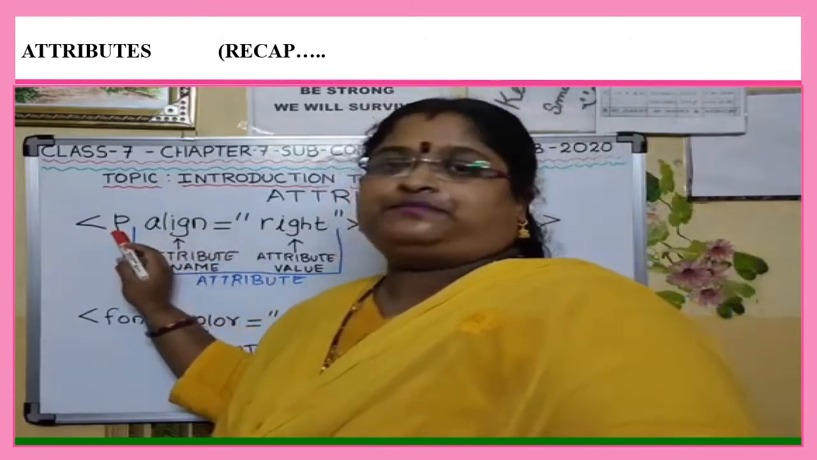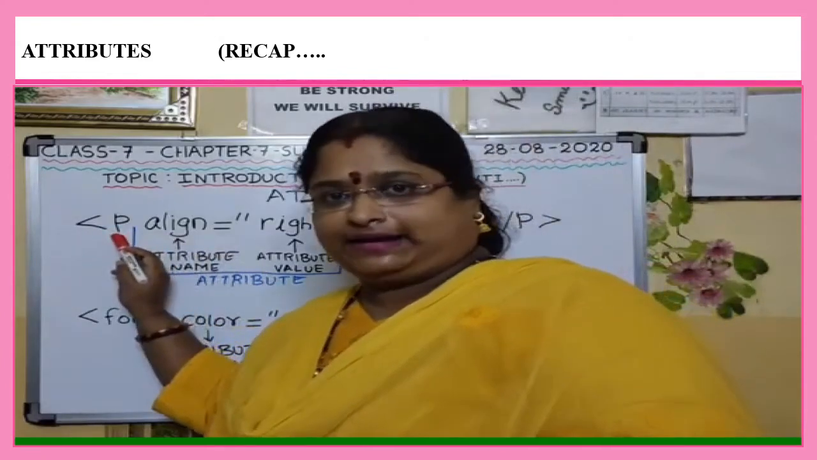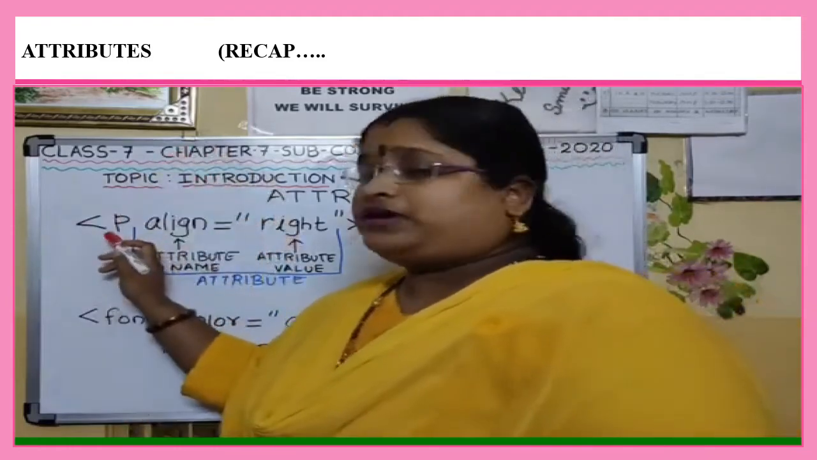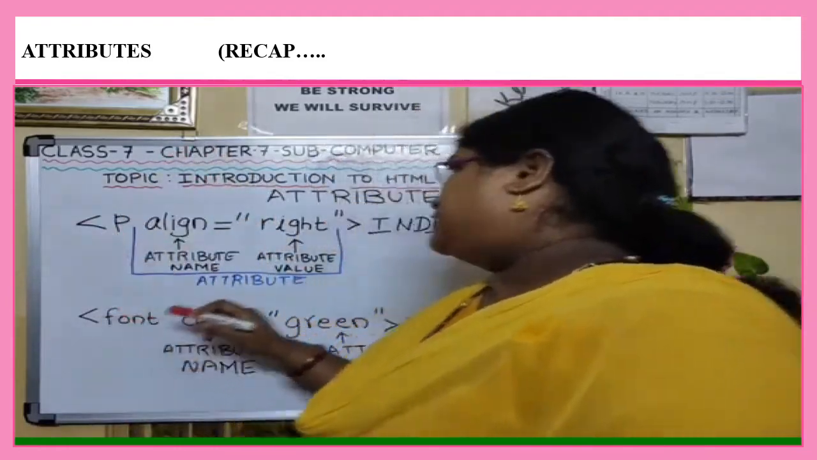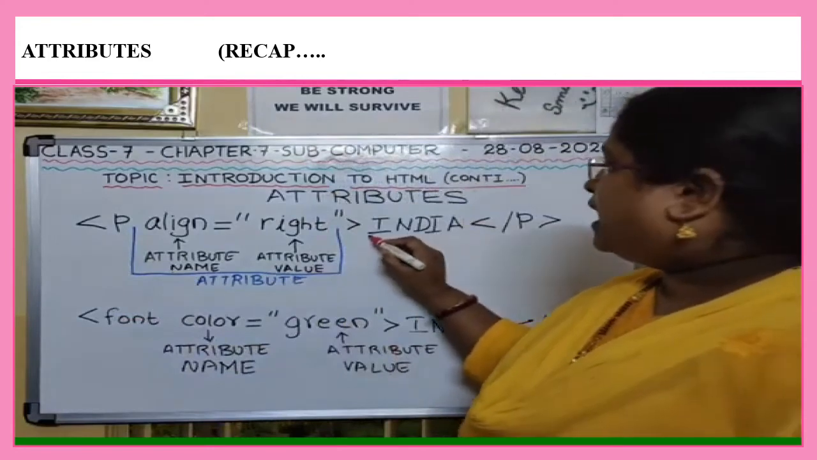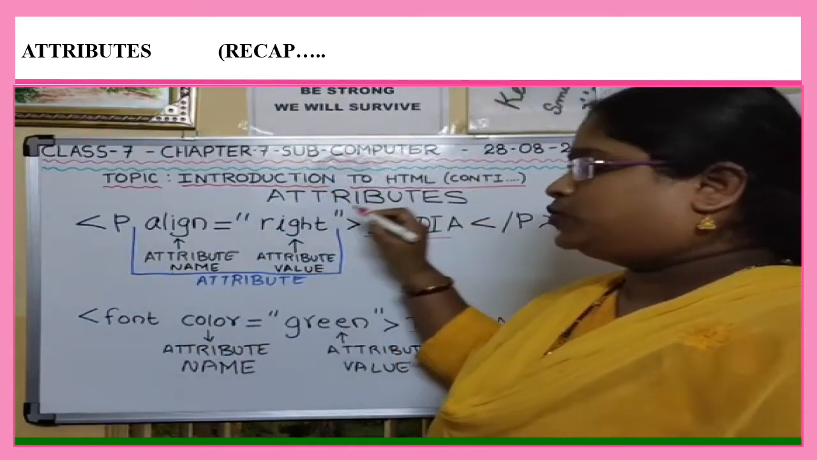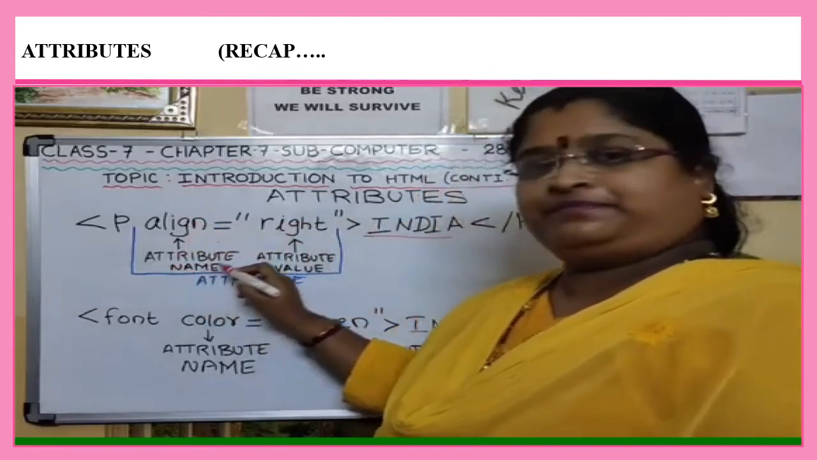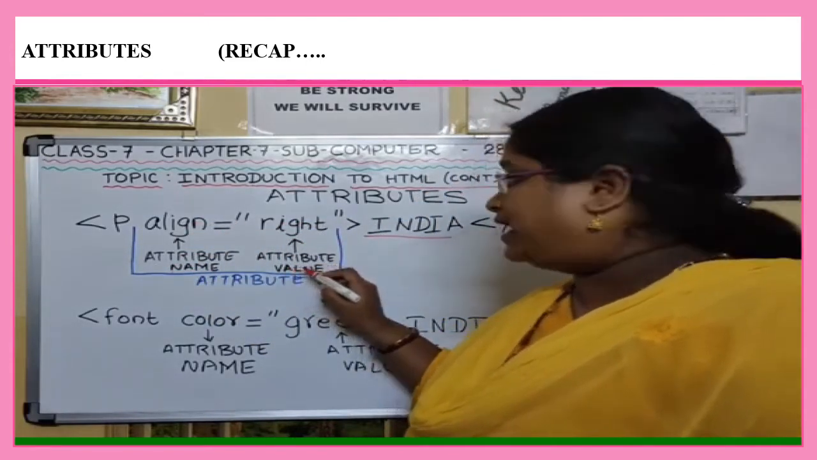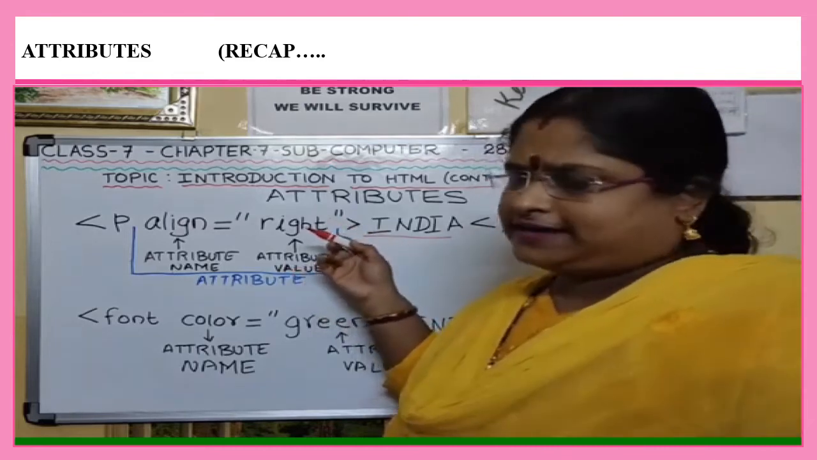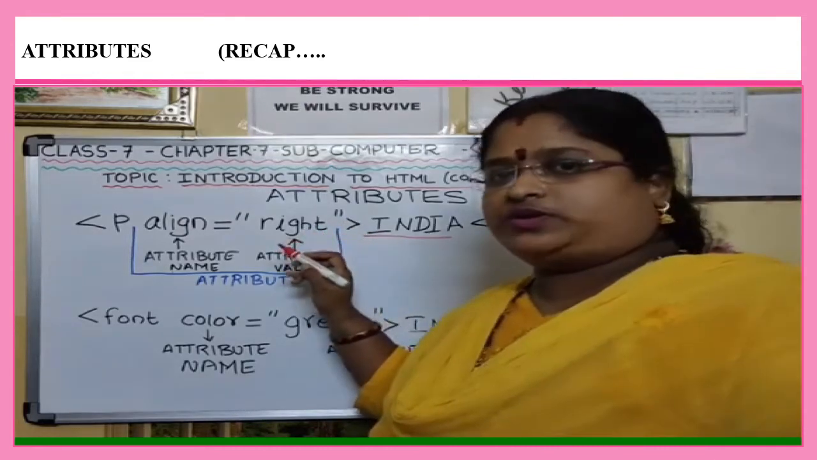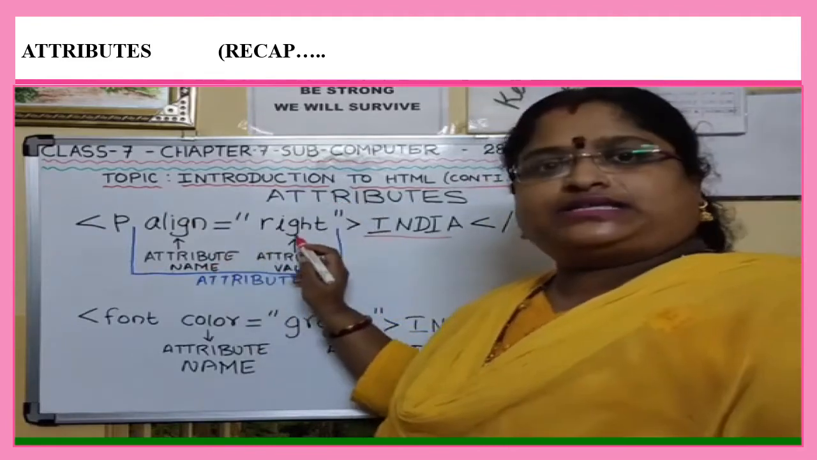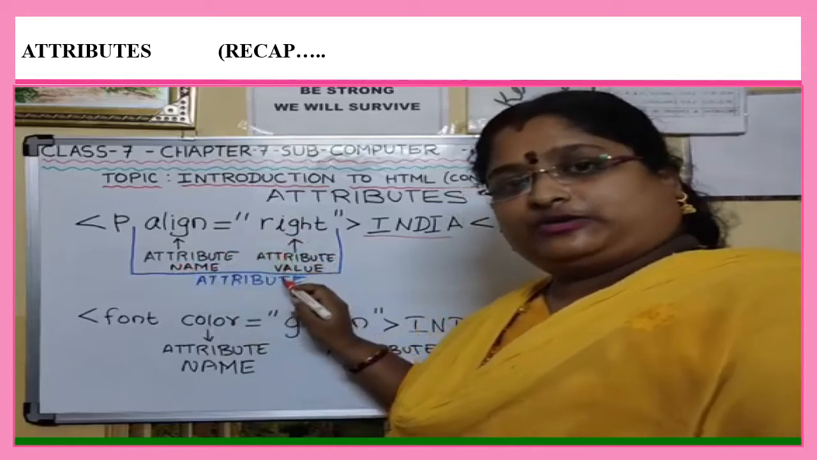This is the P tag. P tag represents the paragraph. So it identifies the block of the paragraph text. If you are giving a paragraph, you can give this P tag. Now, I would like to align this word India towards right. So here, align is the attribute name and right is the attribute value. If you want to align towards left, you can give left. If you want to align towards center, you can give center.